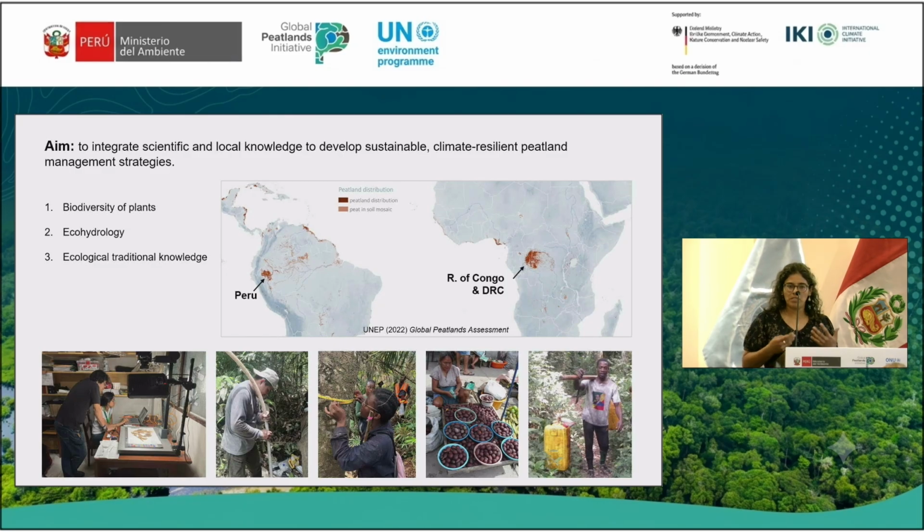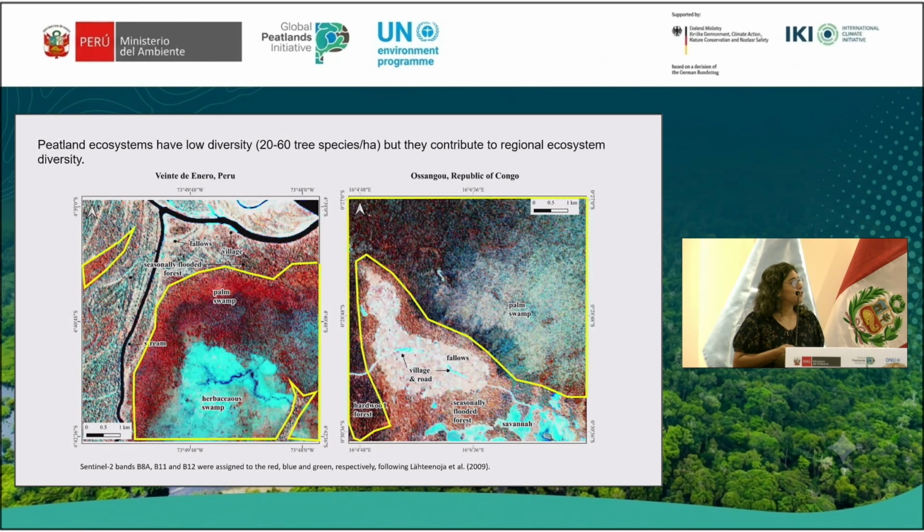And this project is interdisciplinary. We are also working with social scientists and talking to the community members to understand better the knowledge about these ecosystems and the perception about peatlands. So this is the way that we explore these areas.